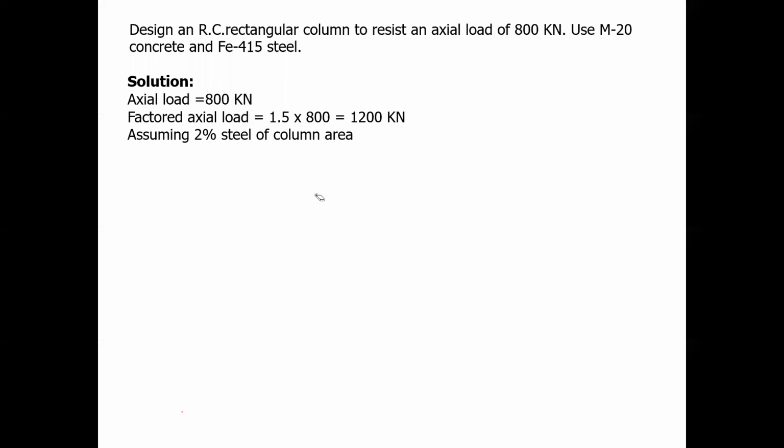So how much you'll get? 0.98, right? So take down: Asc, that is area of steel, is equal to 2% A, that is 0.02 A. So area of concrete is equal to 0.98 A. Okay. Any doubt in this? No, sir. Okay.